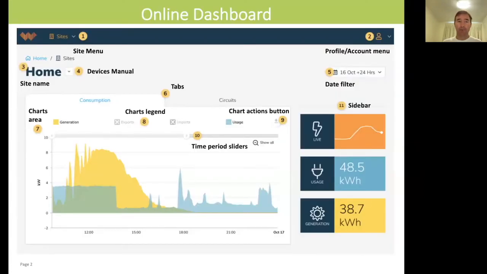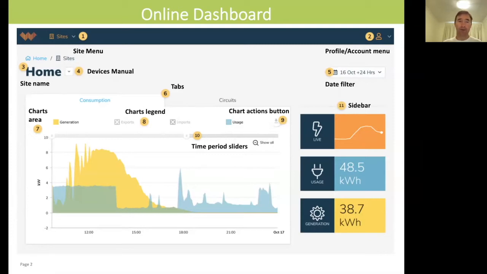Once it's set up, you'll have a web screen that you can log into like this. And there's a number of different features on the screen. You can change the time scale at number 5. You can change consumption and circuits at number 6. And you can export data with 8, and you can add annotations onto the data using 9.